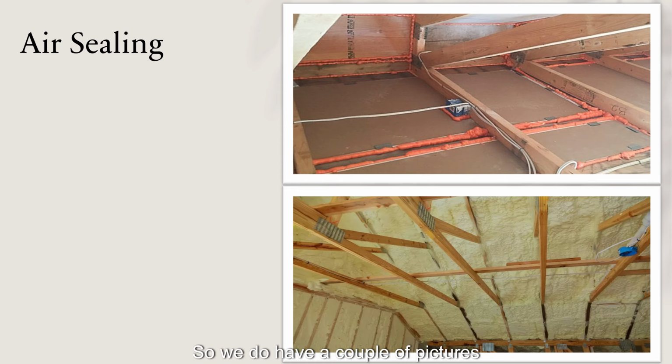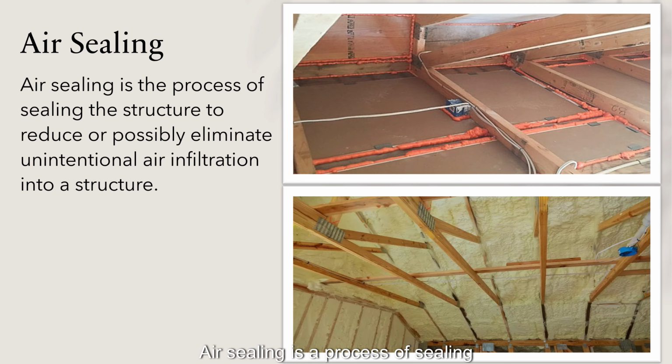So we do have a couple of pictures here, all right, of air sealing. Air sealing is a process of sealing the structure to reduce or possibly eliminate unintentional air infiltration into a structure. So we were talking about vapor barriers. Vapor barriers are great.